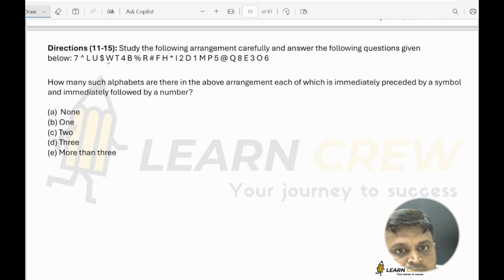So what such alphabet do you have? L, no. Before the alphabet you need to have a symbol. So no. So I have here star I2 and what is the other I have? 5, no. I have Q8. This is I. Q8. So a symbol before the alphabet, a number after the alphabet. Is there anything else? I think it is only 2. Only 2. This and this.